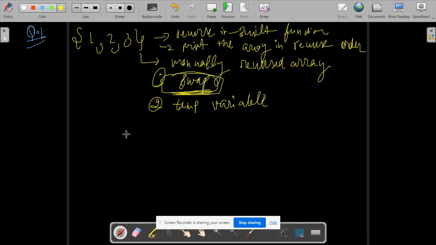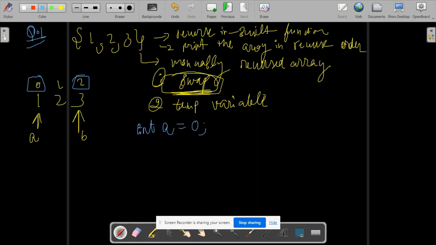How did we do that question? This was the array. The first pointer we have taken here, let us say A. The second pointer we have taken at the last. I call this the two pointer approach, if you remember. The first pointer is kept at the first index and the second pointer at the last index. I kept A to 0 and B to n minus 1, that is the last index, where n is the size of the array.